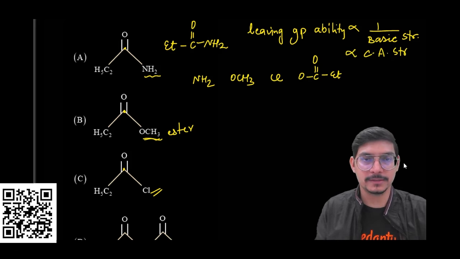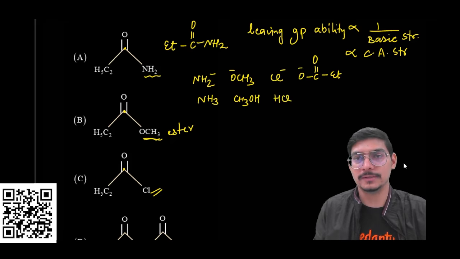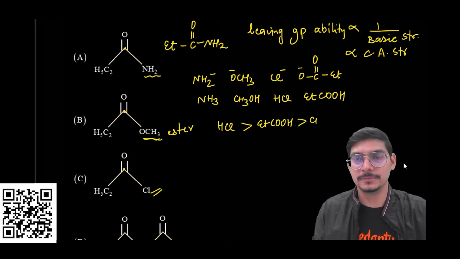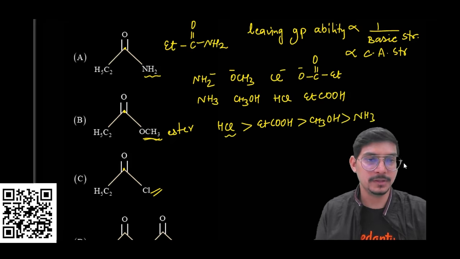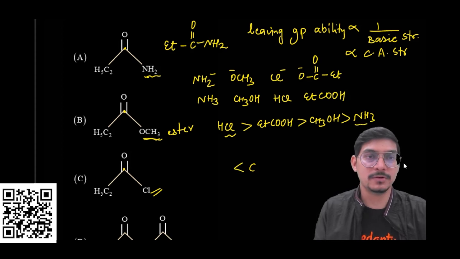So let us write the conjugate acids. The conjugate acid of NH2 minus is NH3. The conjugate acid of OCH3 minus is CH3OH. The conjugate acid of chloride ion is HCl, and the conjugate acid of EtCOO minus is EtCOOH. Now we know that HCl is the strongest acid out of these. Then the weaker is carboxylic acid. Weaker than that is methanol, and ammonia is the weakest acid, which means that acid chloride would be most reactive. So compound C should be most reactive. And because ammonia is the weakest acid here, NH2 minus will be the strongest base, it will be the poorest leaving group. So A would be least reactive.